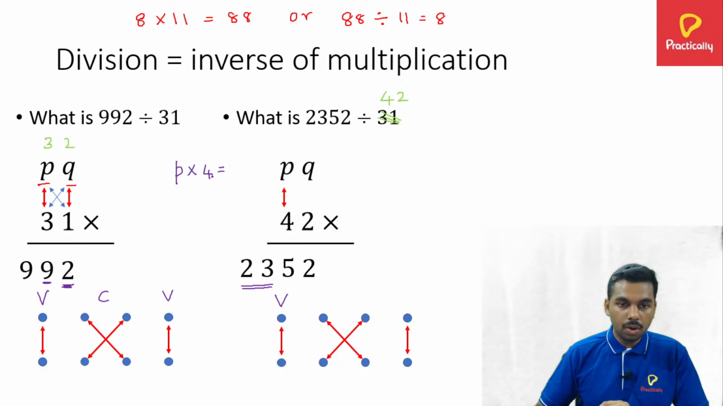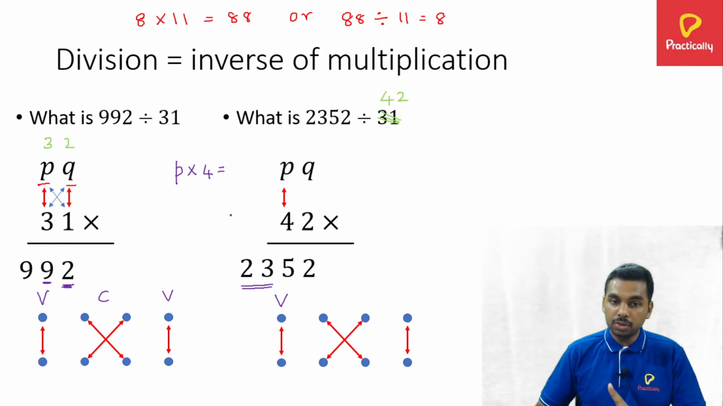If P equals 1, it is 4. If P equals 2, it is 8. If it is 3, it is 12. If it is 4, it is 16. If it is 5, it is 20. If it is 6, it is 24. So you cannot take P equal to 6. So what you can do is put the one value which is less than 23.